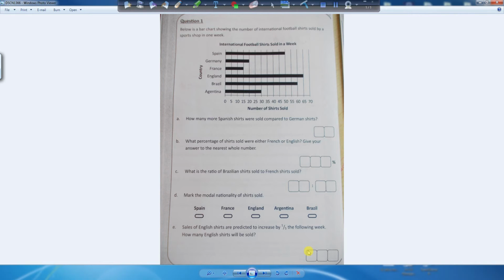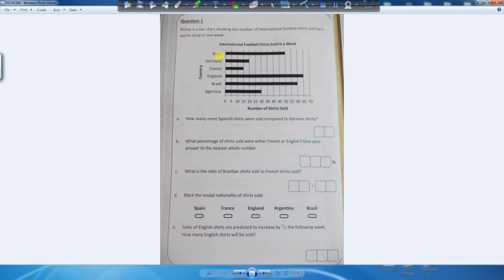Okay, right. Question number 1. Alright, let's read this question. Below is the bar chart showing the number of international football shirts sold by a sports shop in 1 week.